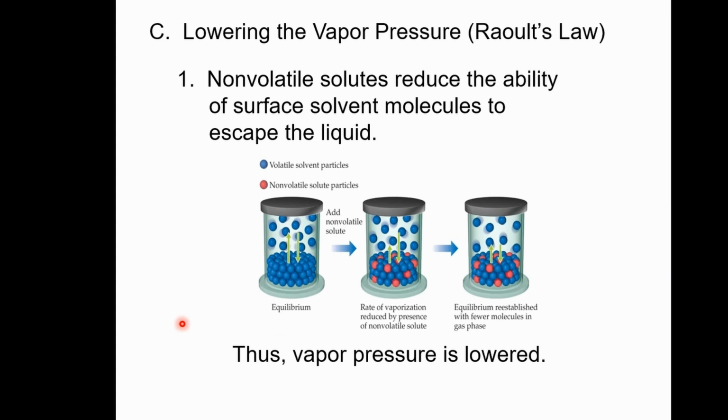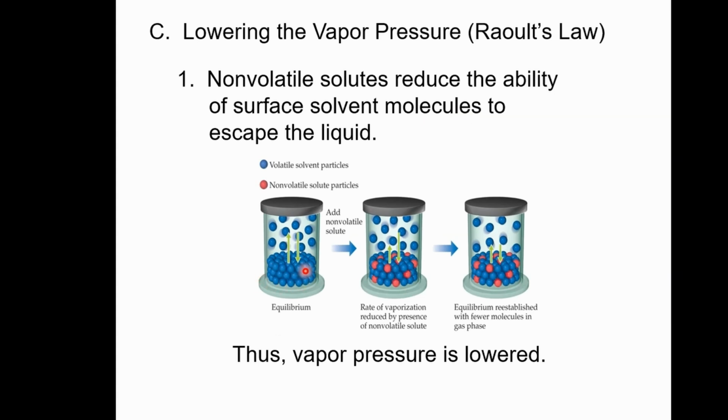But here's another colligative property, lowering of the vapor pressure. And you might say, oh, you don't need to explain it. Vapor pressure and boiling point are inversely proportional to each other. The higher the vapor pressure, the lower the boiling point. The higher the boiling point, the lower the vapor pressure. Raoult's law, a non-volatile solute. We could do sugar or table salt. They're fairly non-volatile. It says these solutes reduce the ability of surface solvent molecules to escape the liquid.